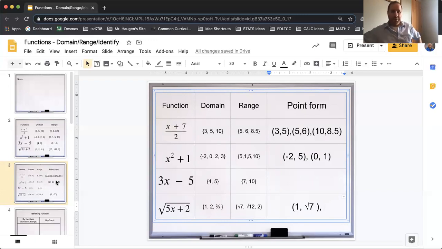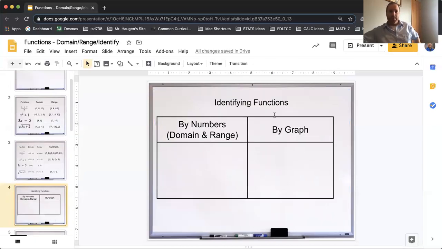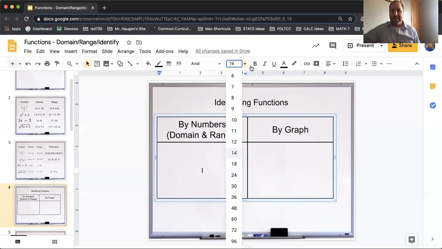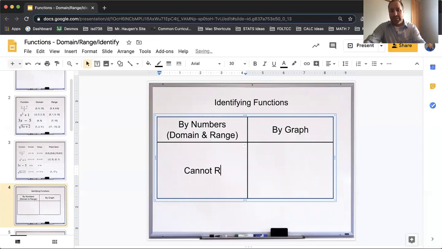Second thing we're going to go over is how do we identify whether or not something is a function. And we can identify that in two ways. We can identify that by numbers, in other words, by using their domain and range, or we can identify that by a graph. And by identifying by domain and range, what we can't have happen is we can't have an X value that is repeated and gives us two separate answers. So in other words here, we cannot repeat X values, and then I'll put a little star here and get a different answer.